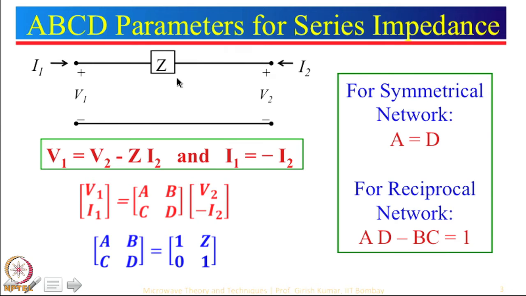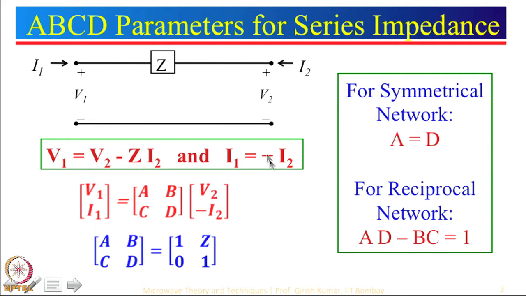Now, for this particular case we can write the voltage equation and current equation, and you have to remember that we have to write V1 and I1 on one side and V2 and I2 on the other side. With that objective in mind, let us see what V1 is. V1 is this voltage plus the voltage drop over here. So, V1 will be equal to V2 plus I1Z, or I1Z is equal to minus I2Z. So, V1 is nothing but V2 minus Z times I2.